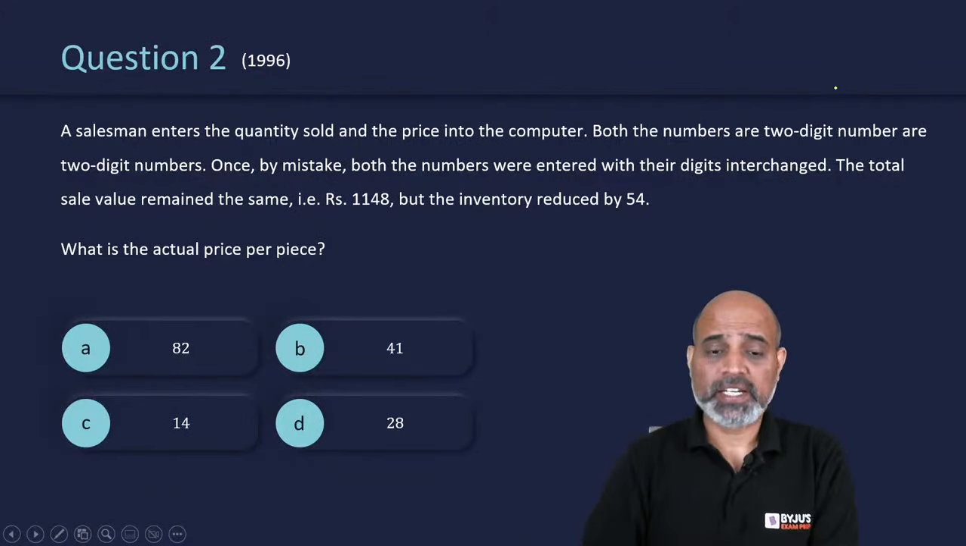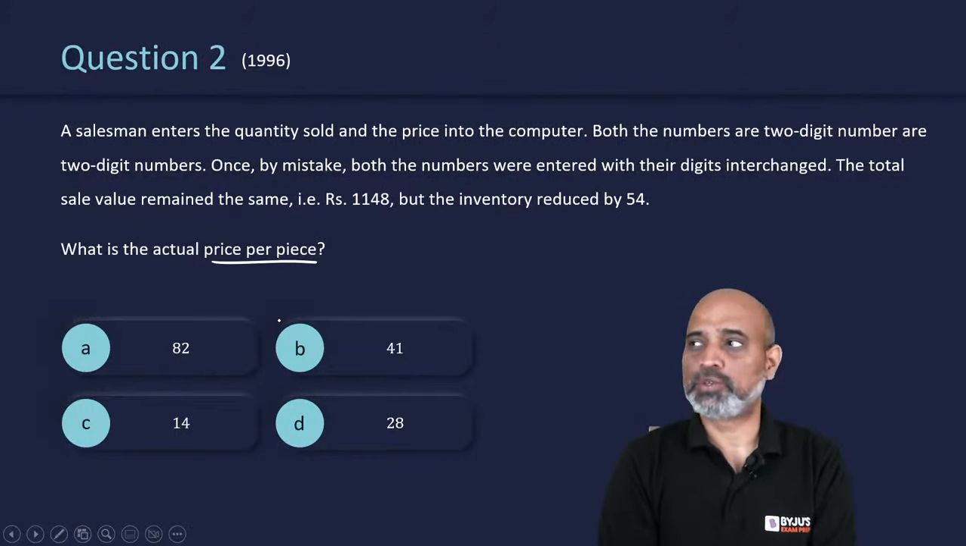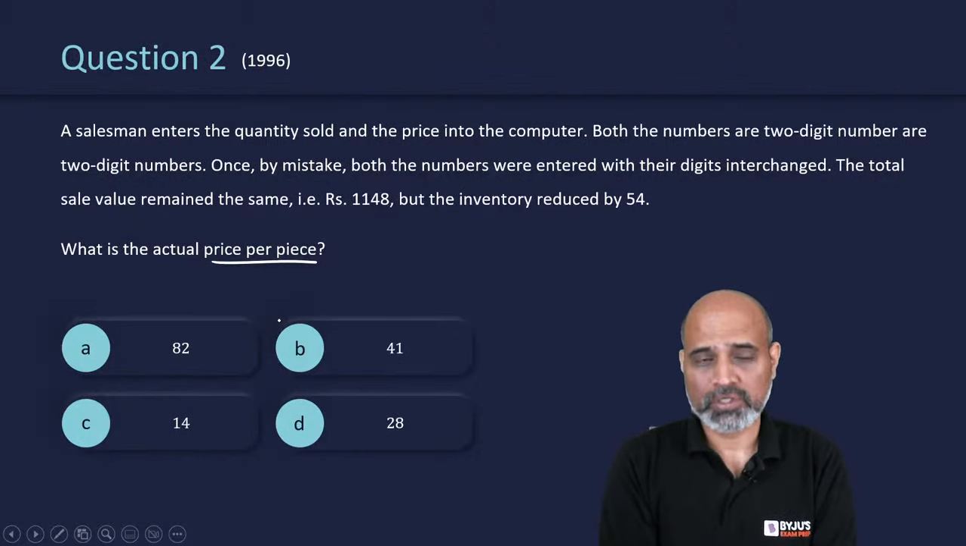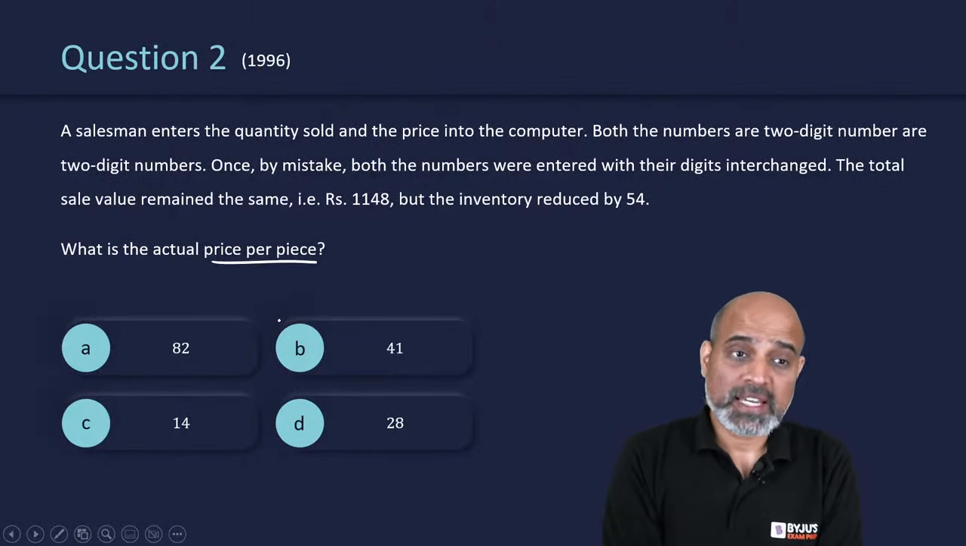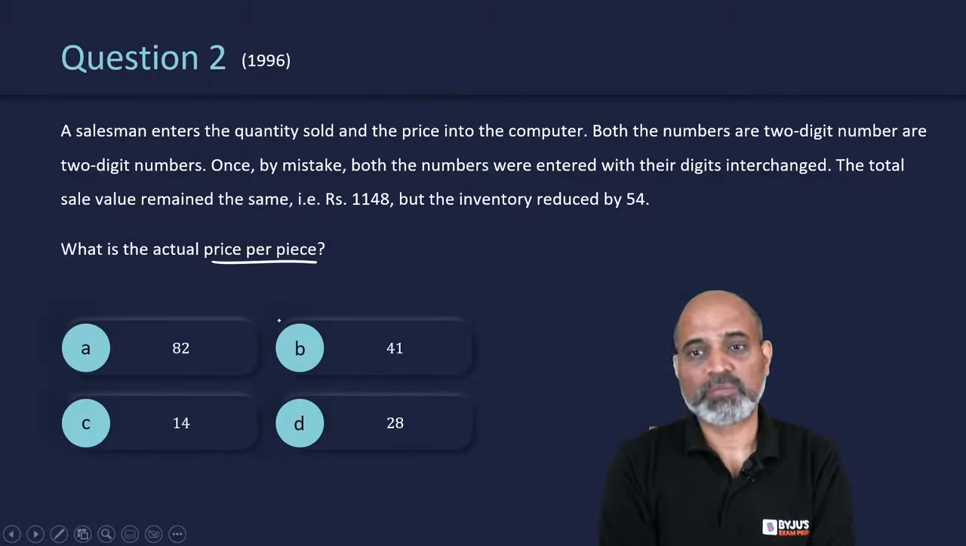Just glance through it and you will realize that it says price per piece. So it has most probably got to do with profit, loss and discount, right? It comes under percentages. It's not necessary that the percentage should be seen. It could be actual values also. So the question says a salesman enters the quantity sold and the price into the computer. Both the numbers are 2-digit numbers.